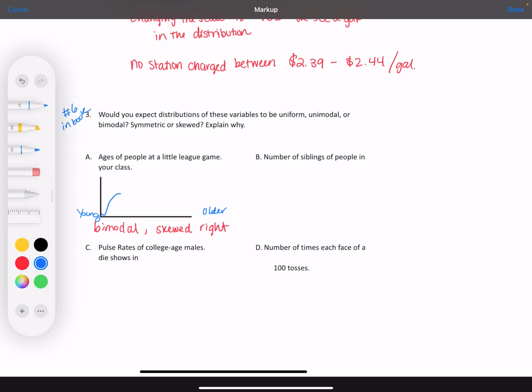Probably should have it more like this. We're drawing that. Okay, so that first little hump there accounts for the kids. Second one, more for the parents, okay? And then the one that's farther out, more for the grandparents, okay?